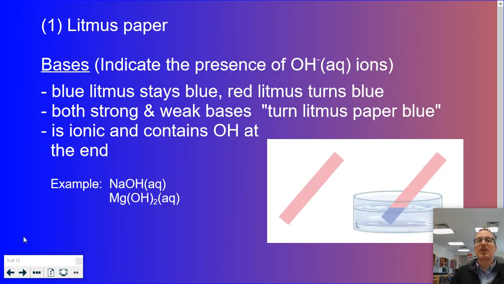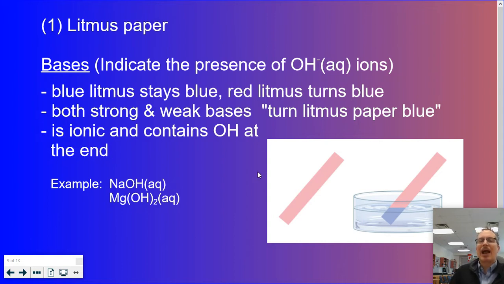Now, for litmus paper, we can also test for bases. Reminder that a base actually contains a hydroxide ion, an OH minus ion. Bases are all about blue. Base is blue, BB. Blue litmus paper will stay blue, but red litmus paper will turn blue, like in this picture example. I have a piece of red litmus paper. When I dip it into a base, it's going to turn blue. Again, like in acids, both strong and weak bases will turn litmus paper blue.